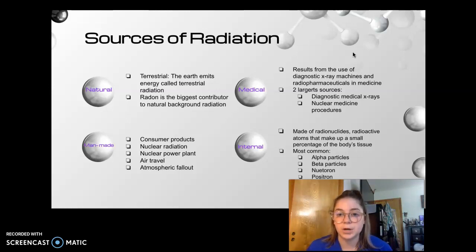So when you're talking about natural radiation, it's radiation that comes from the Earth. So you could be talking about radon, which is one of the biggest contributors to natural background radiation, and it was seen a lot more back in the day, but now we have some tools to kind of monitor what radon is being produced around us.